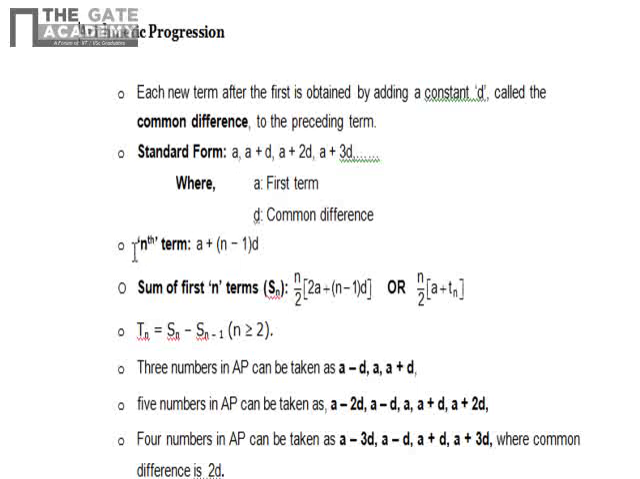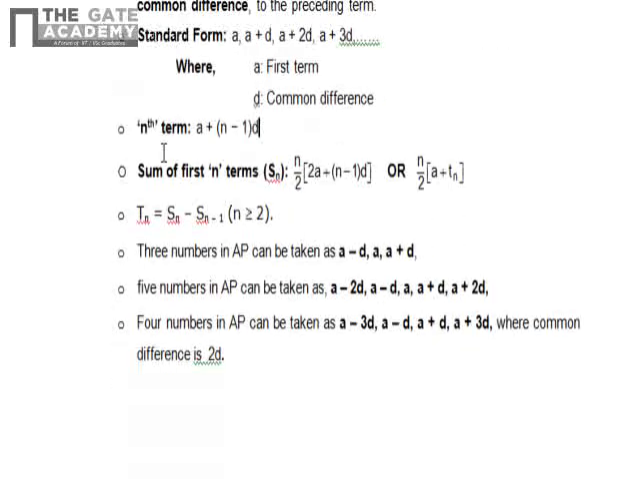And if you want to find the nth term of the arithmetic progression, you have to use this formula, a plus (n minus 1)d. This formula is very important. Please take a note of this. Now if you want to find the sum of first n terms of a sequence which is in arithmetic progression, then you can use this or this formula. Here the common difference and the number of terms is known, then you can use this formula. But if the last term is known, then you can use this formula.